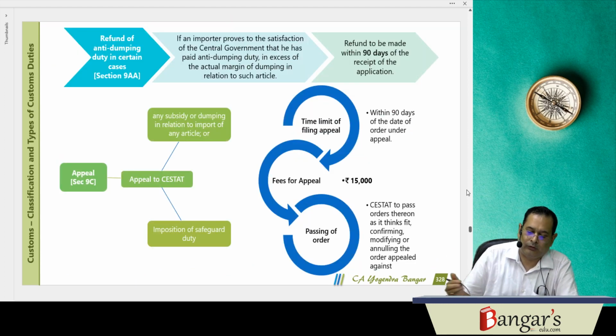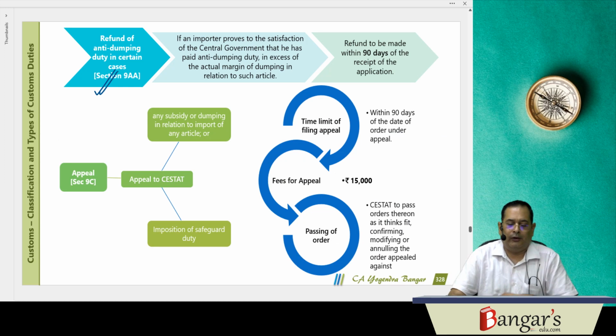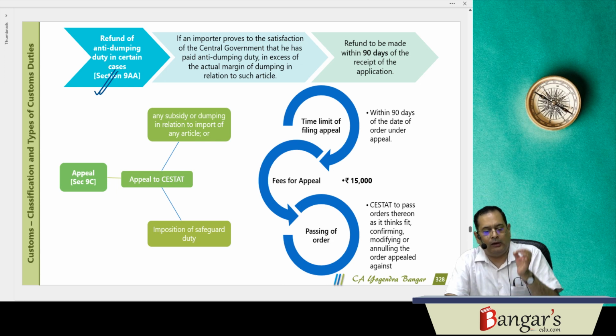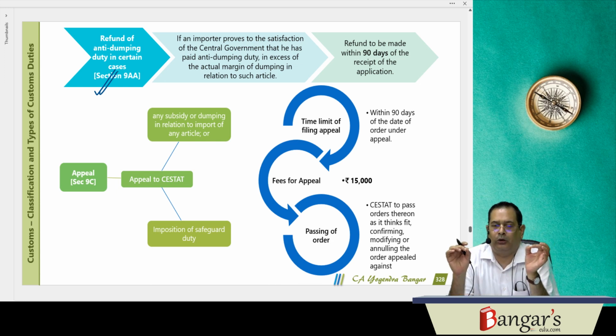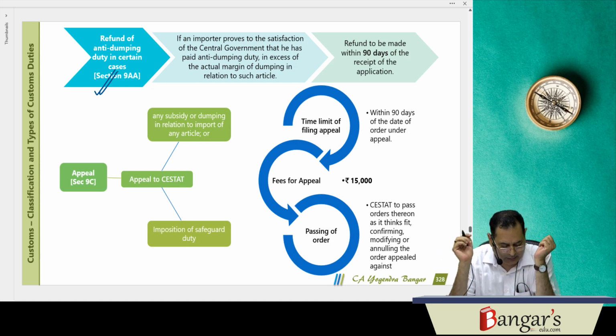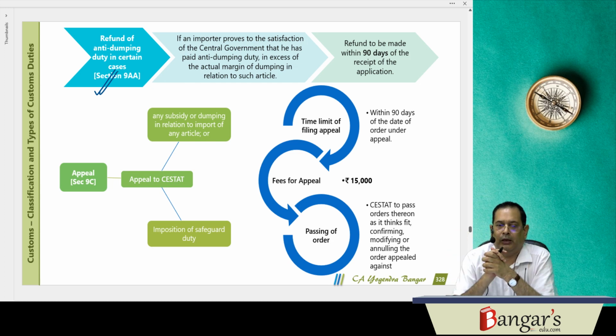Then next is about the refund of anti-dumping duty in certain cases. So here, if an importer proves to the satisfaction of the central government that he has paid anti-dumping duty in excess of the actual margin of dumping, then refund of the anti-dumping duty will be granted within 90 days of the receipt of the application.